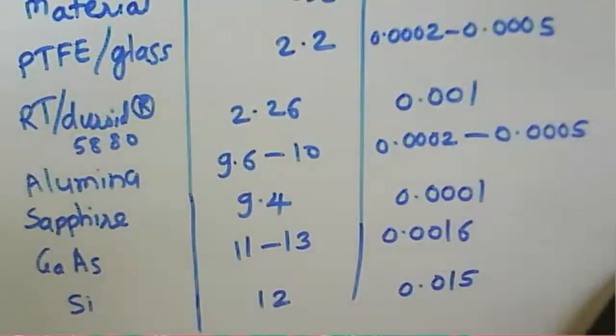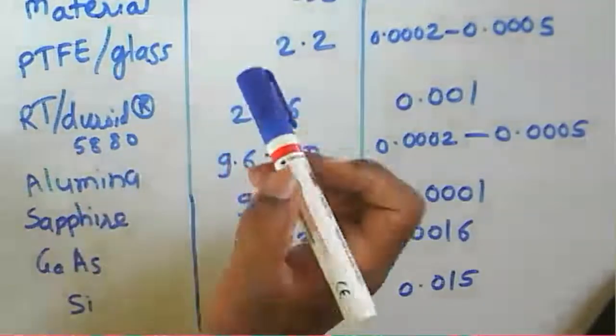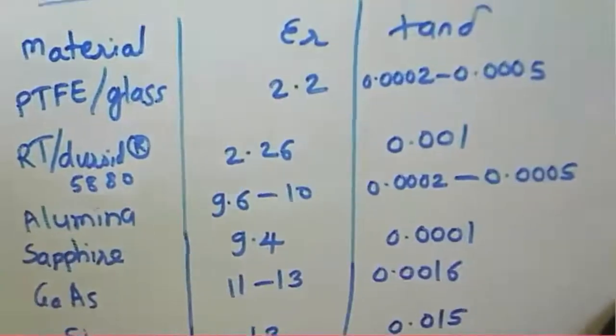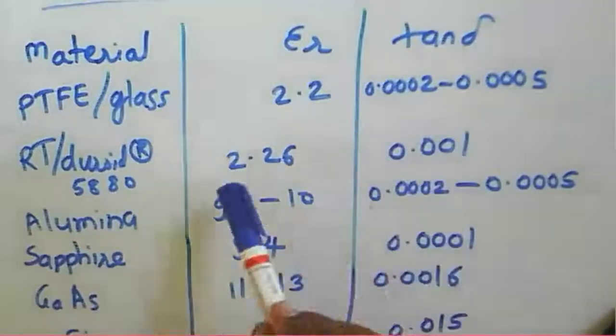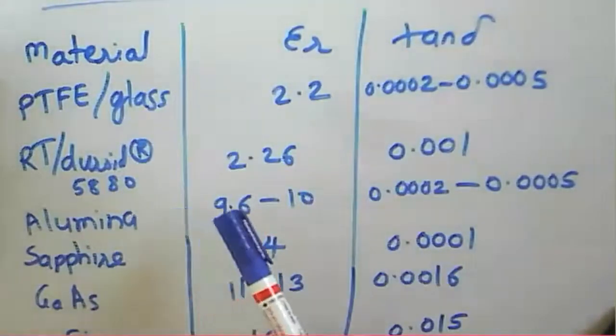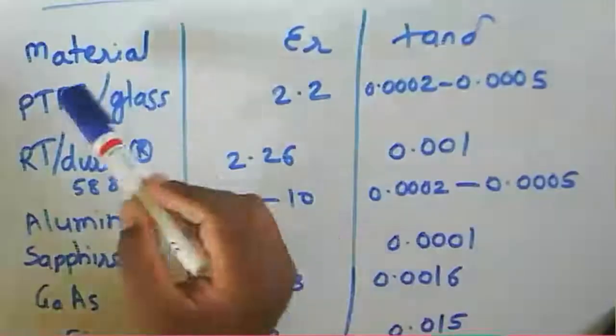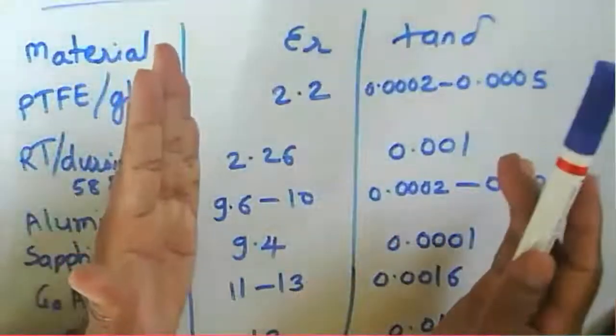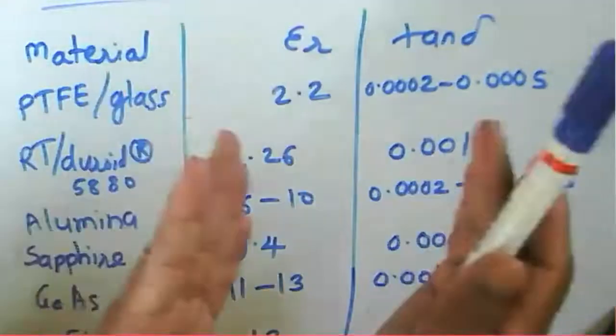Now these are the various materials used in between the two conducting planes, one being a ground plane and one being a strip conductor. In between, various substrate materials are used, and those substrate materials have a constant epsilon R and tan delta value, depending upon what material we are using. So for a given material, epsilon R is different, tan delta is different.